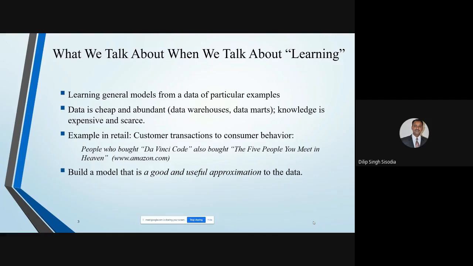One example is customer transaction, for consumer behavior: people who bought The Da Vinci Code also bought another book. You may have heard about recommendation systems. This recommendation system is also an example of a machine learning technique, where e-commerce portals like Netflix, Amazon, and YouTube extensively use this technique to recommend content or products to users out of these large data sets. So we build a model with a good and useful approximation to the data. Our objective is to build a model which will approximate the general behavior.